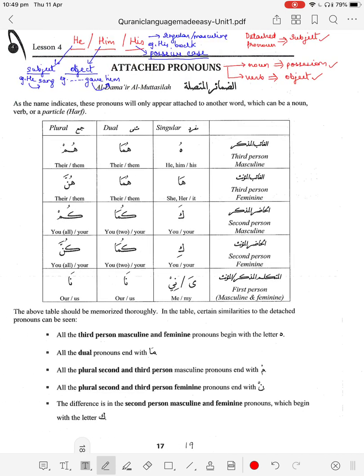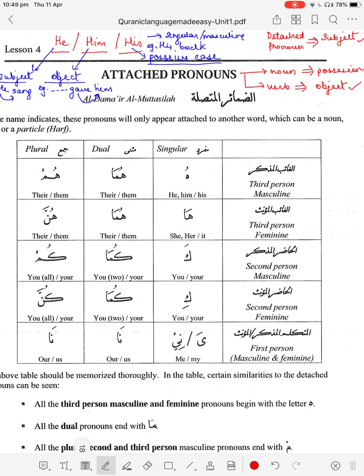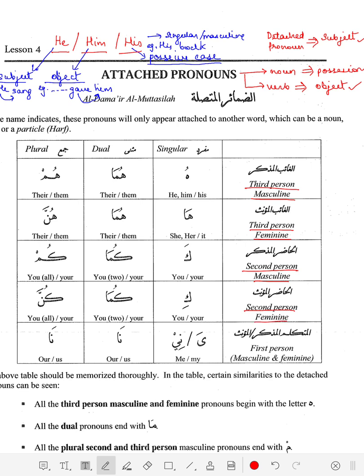So this is the table when it is attached. We will get to this part, when it is attached to a noun and a verb. This is again a table which you need to memorize. It's again third person, either masculine or feminine, or second person masculine or feminine, or first person, and again it can be single, dual, or plural.